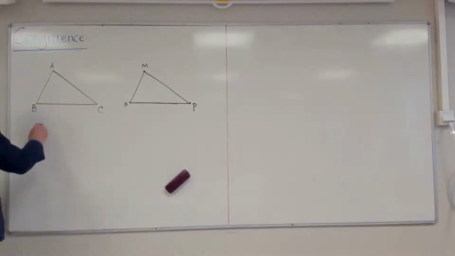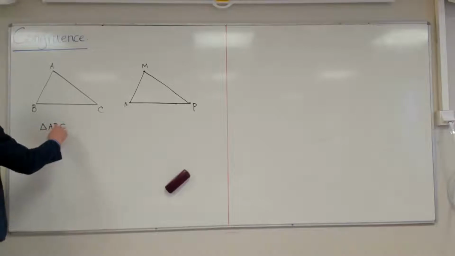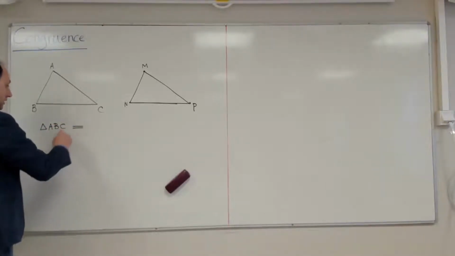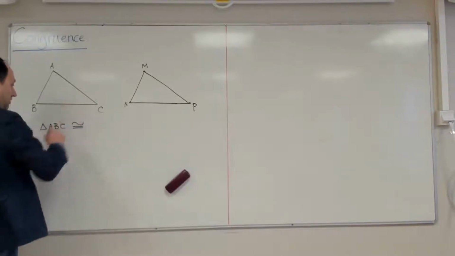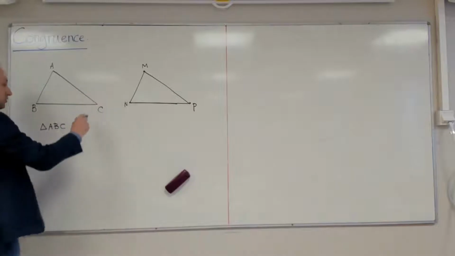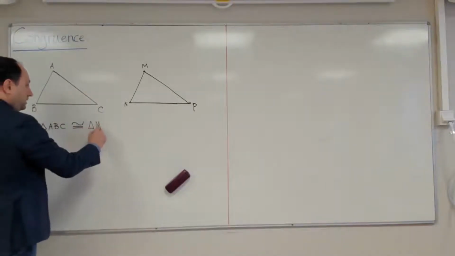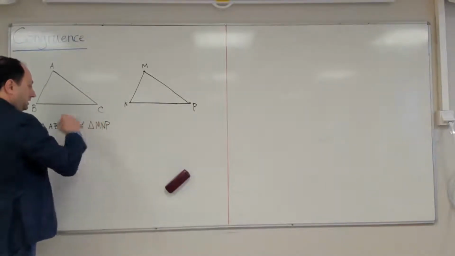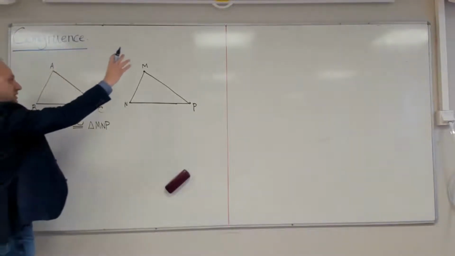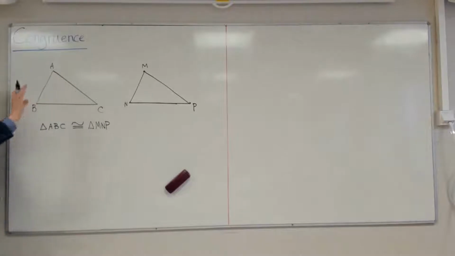If I want to show it by mathematical symbols, I would say that the triangle ABC, the symbol that you use for congruence is equality with a tilde on top of it. So we say that the triangle ABC is congruent to triangle MNP if and only if I can take it and put it exactly on top of that so that they exactly overlap.